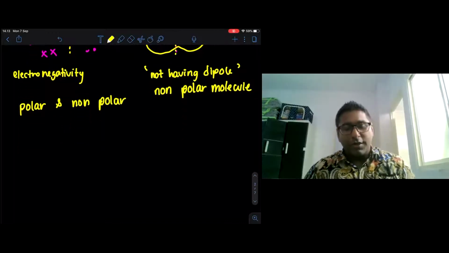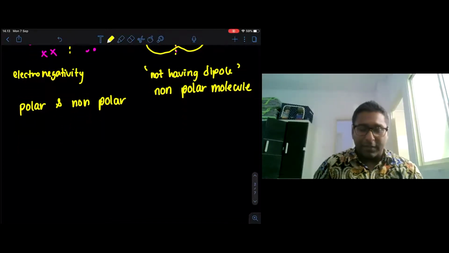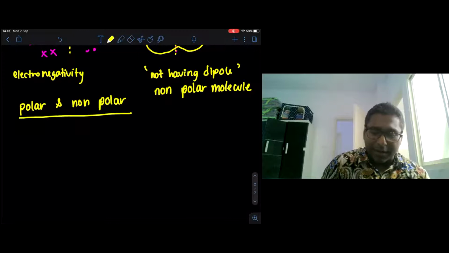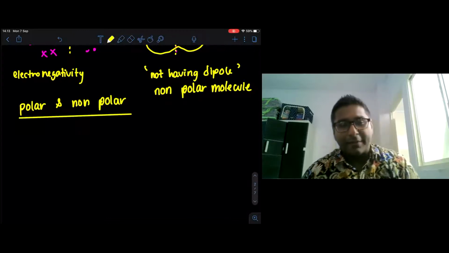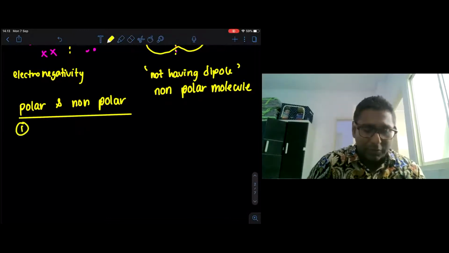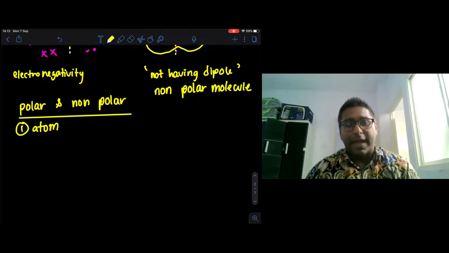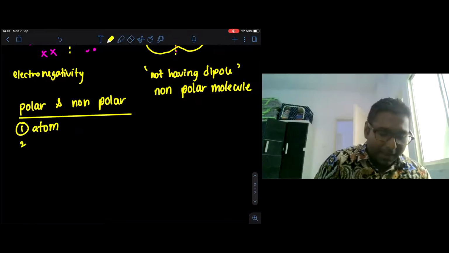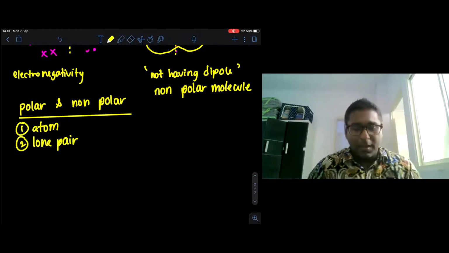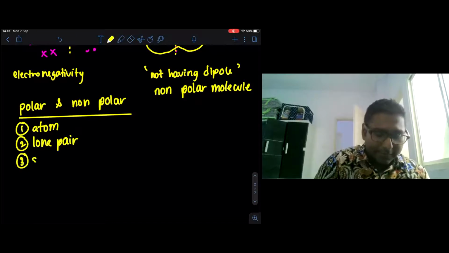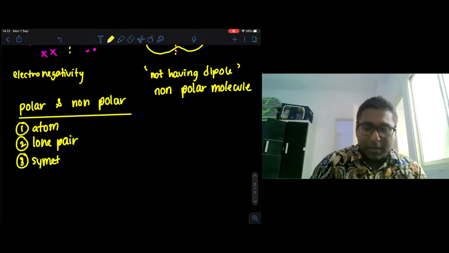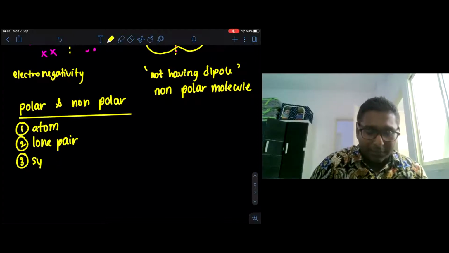Now, in order to identify whether molecules are polar or non-polar, we have to look first at the atoms that are bonded. Second, we have to look at the lone pair of electrons. We also have to look at the symmetry of the molecule. What is meant by symmetry of the molecule?